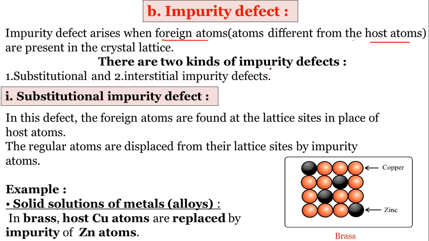So there are two kinds of impurity defect. When the impurity is substituted, it is called a substitutional impurity defect. See this example of brass. In this, the host is copper particles, and zinc is a foreign atom. So the impurity is substituted, meaning the host atom is substituted by the impurity. Such a defect is called a substitutional impurity defect. We already discussed alloys. Brass is an alloy of copper and zinc, in which zinc is the impurity and copper is the host.